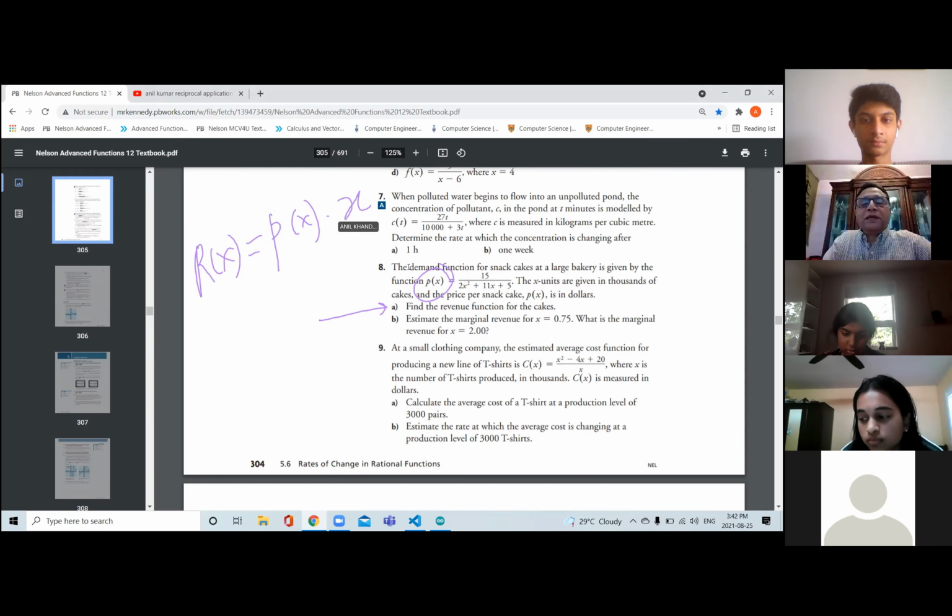So you have to multiply this equation by X to get the answer for part A. So that is your revenue. Is that clear to you? So in this particular case, revenue will be P of X times X. So multiply this by X and you get your revenue. That is the answer of part A.